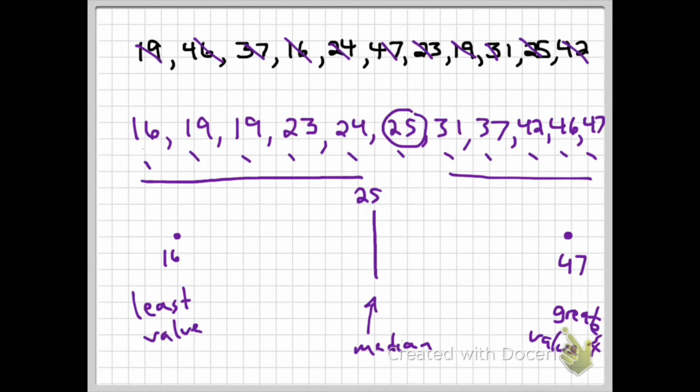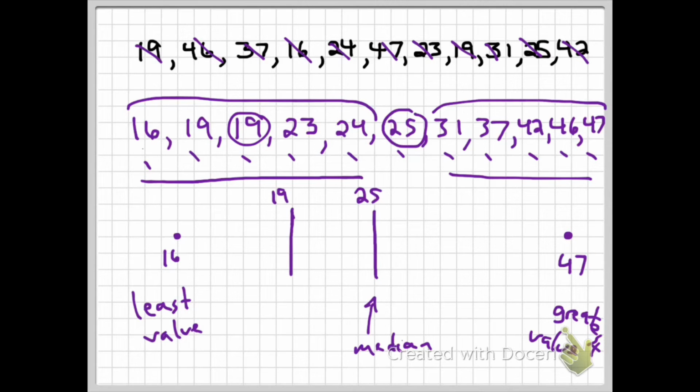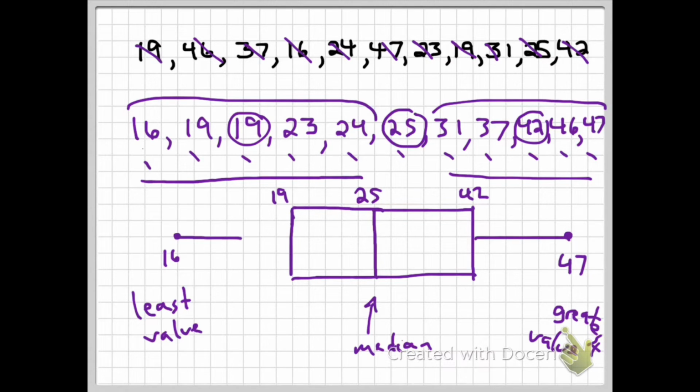Now, what we want to look for is what would represent our first quartile. That's going to be the middle number of this first set here. Since we have an odd amount, we're lucky. We know that's going to be our 19. So that's going to represent our 19 here. And then for the other set, I should call it the third quartile, we'll discuss that in a minute. It's 42. And then we're going to draw our box and connect our whiskers. Using a ruler obviously would help.